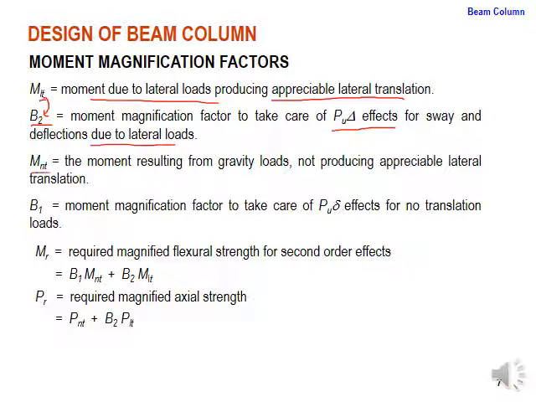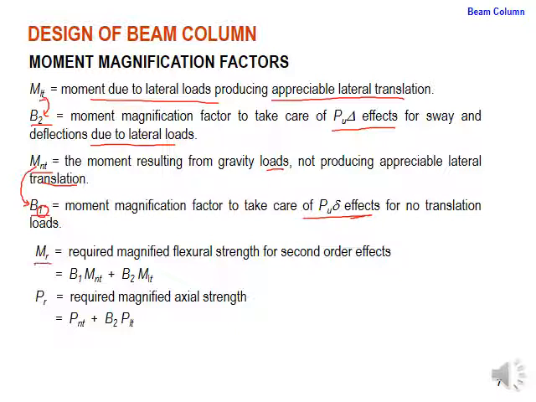Then comes MNT. For the moments you write the subscript NT, which corresponds to the moment resulting from the gravity loads not producing appreciable lateral translation, the member effect. And B1 is the multiplier corresponding to that moment. The 1 represents the no sway condition, the NT condition. So B1 is the moment magnification factor to take care of the P-delta effect, the member effects, for the no translation case.